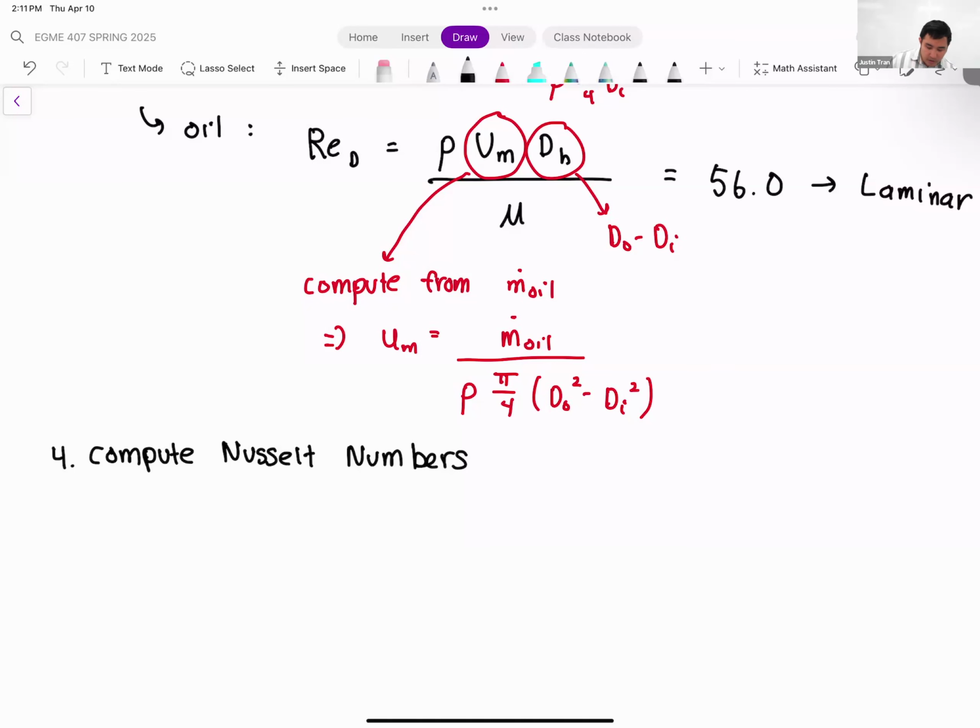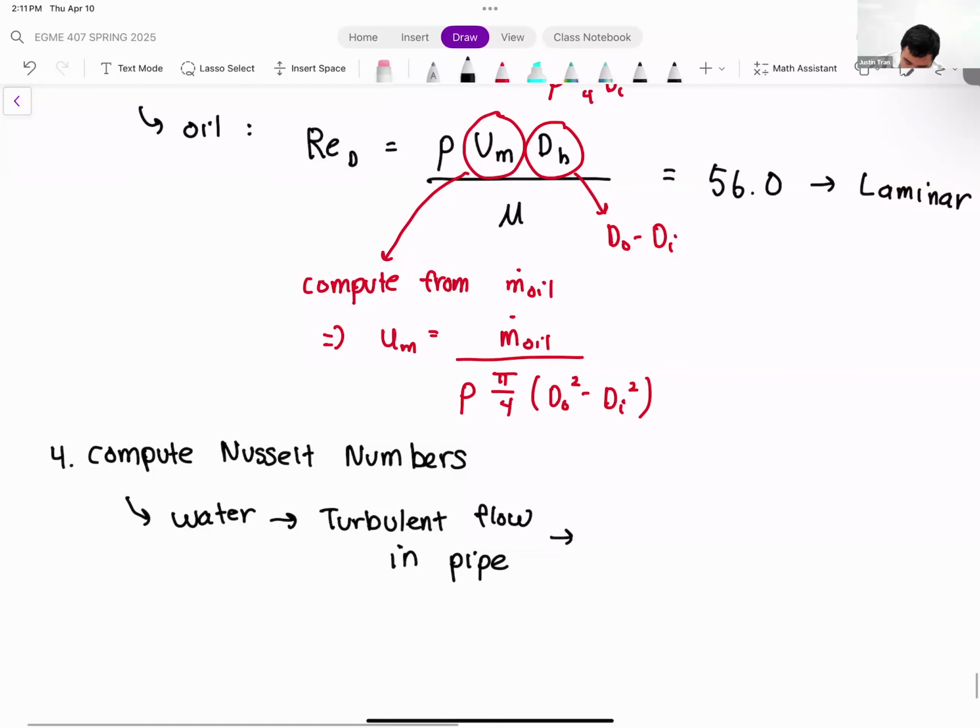Let's go ahead and compute the Nusselt number. So let's start with water first. Right? So for water, based on the Reynolds number that we computed, this is turbulent flow in a pipe. And so for turbulent flow in a pipe, we have the following Nusselt correlations. We have Nusselt number based on the diameter is equal to 0.023 Reynolds number based on the diameter raised to the 4/5 power multiplied by Prandtl number to the n.